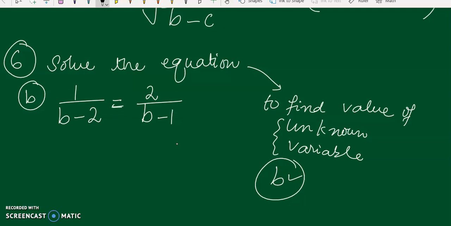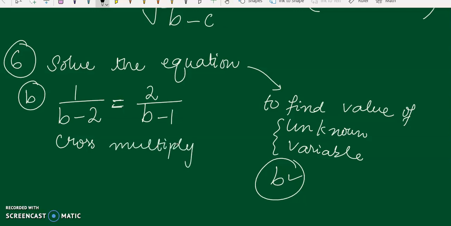So this question is very easy. When there is an equal sign in the middle and there are two fractions on the side, means अगर दरमियान में equal का sign है और उसके दोनों sides पर fractions हैं, तो we can do cross multiply.